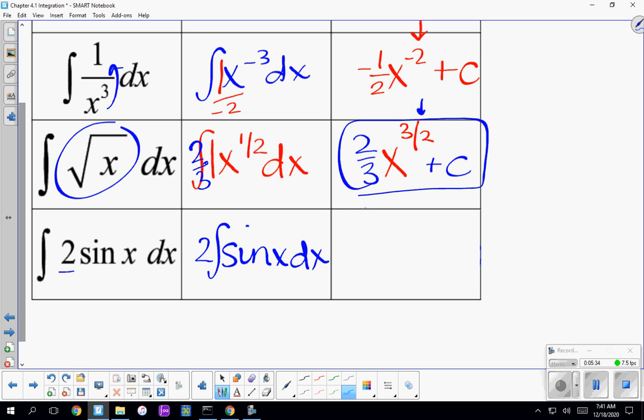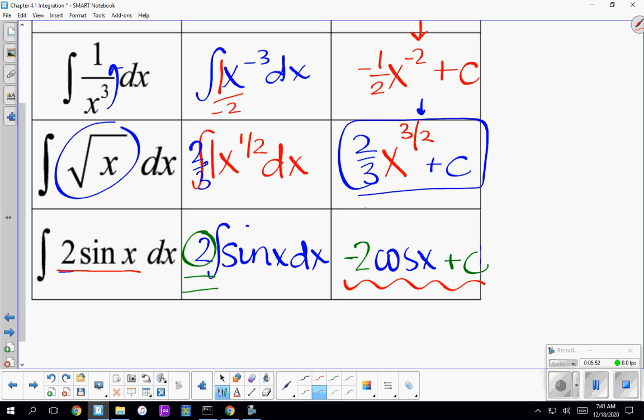But we know that sine and cosine are opposites, and the derivative of cosine is negative sine. Since there is no negative here, I need a 1 in my answer. And then don't forget, this guy is going to drop down. Just make sure, again, we can differentiate this guy and make sure that we get this integrand.